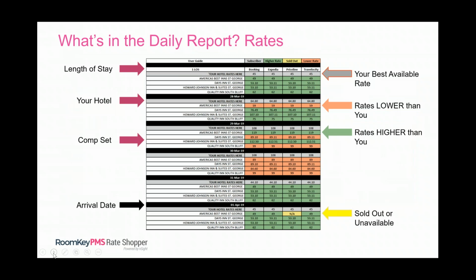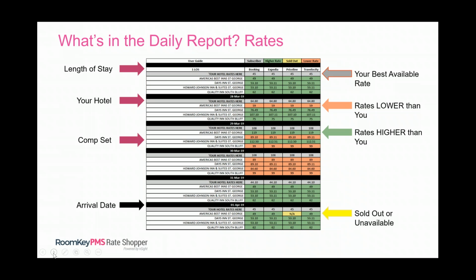So within your reports, here is the rates. This is a snapshot of our PDF report. As you can see in black, it is broken out by arrival date with the 1 night length of stay, and then your hotel highlighted in gray, your comp set underneath that for each day, and then the rates being highlighted, whether or not they're higher or lower than your rate. As you can see in green, that means that the rate is higher than your rate for that specific day. Orange indicates that their rate is lower.